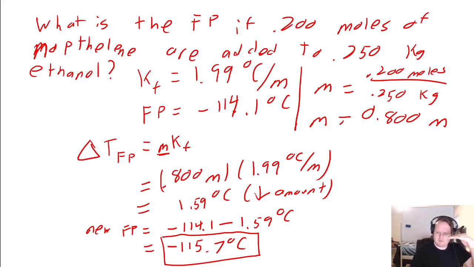Like here, we had negative 114.1. Negative 115.7 is smaller than negative 114.1. Since these are negative numbers, an absolute value number that's larger is something that is smaller. It's like being in more debt. So it is more negative. So the new freezing point is this. And that's all we're going to have to do with problems like this.